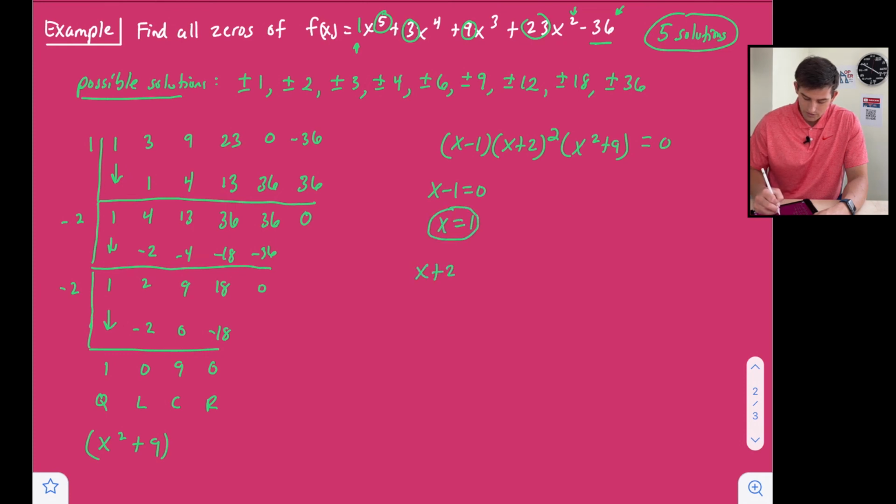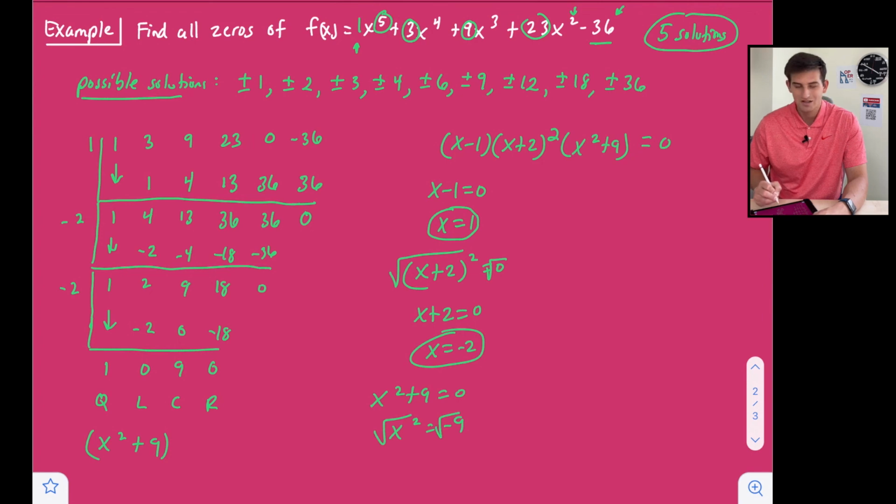x plus 2 quantity squared equals 0. So we take the square root of both sides. We get x plus 2 equals 0. So x is equal to negative 2. And we get x squared plus 9 equals 0. So we subtract our 9. And notice what happens here. We're taking the square root of a negative. So we can't do that in the real number system, but we can do that in our complex number system.